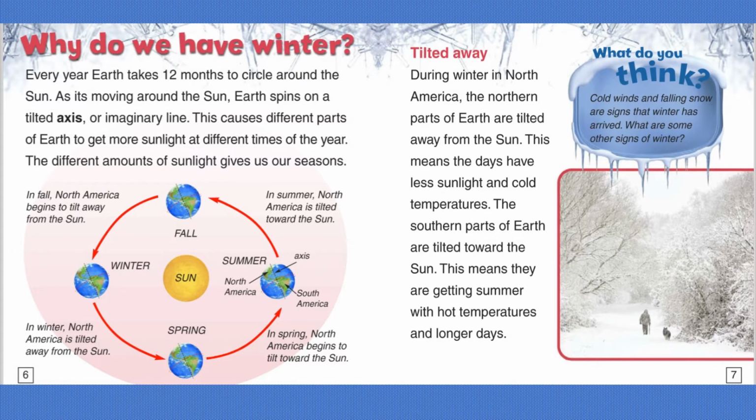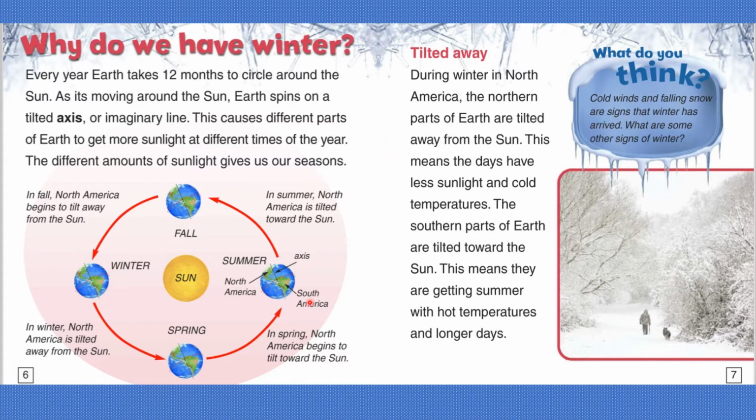Why do we have winter? Every year, Earth takes 12 months to circle around the sun. As it is moving around the sun, the Earth spins on a tilted axis or imaginary line. This causes different parts of Earth to get more sunlight at different times of the year. The different amount of sunlight gives us our seasons.